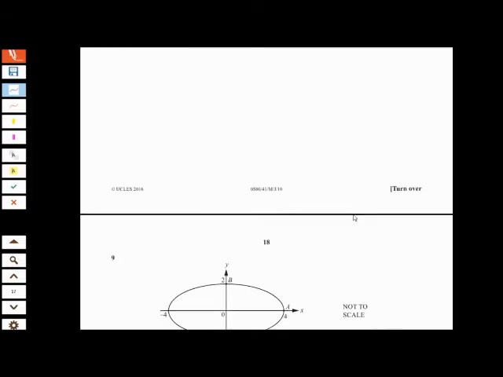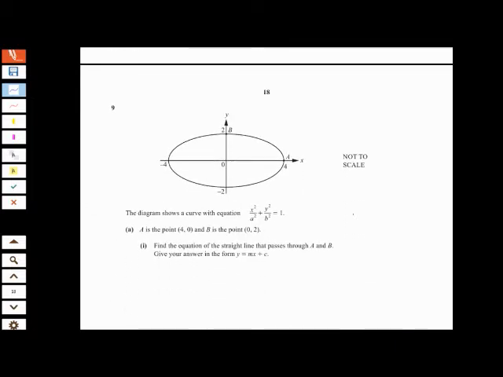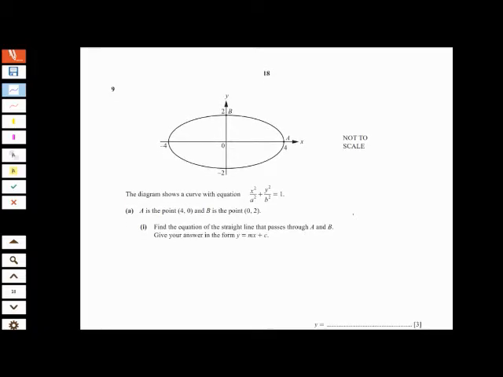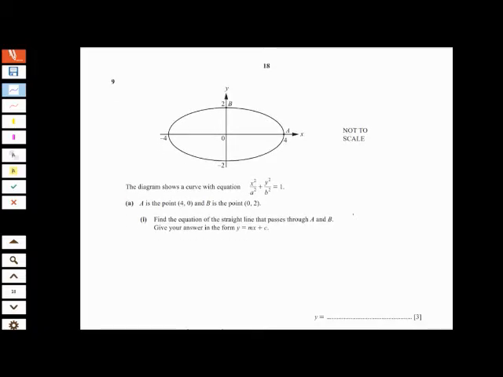Okay, that's a one mark question. And now finally the last question. That took too long. It's a 2-hour-and-a-half exam. Don't know why it is that long. Anyways, the diagram shows a curve with the equation x squared over a squared plus y squared over b squared equals 1. A is the point (4, 0) and B is the point (0, 2). Find the equation of the straight line that passes through A and B, which is this right here.